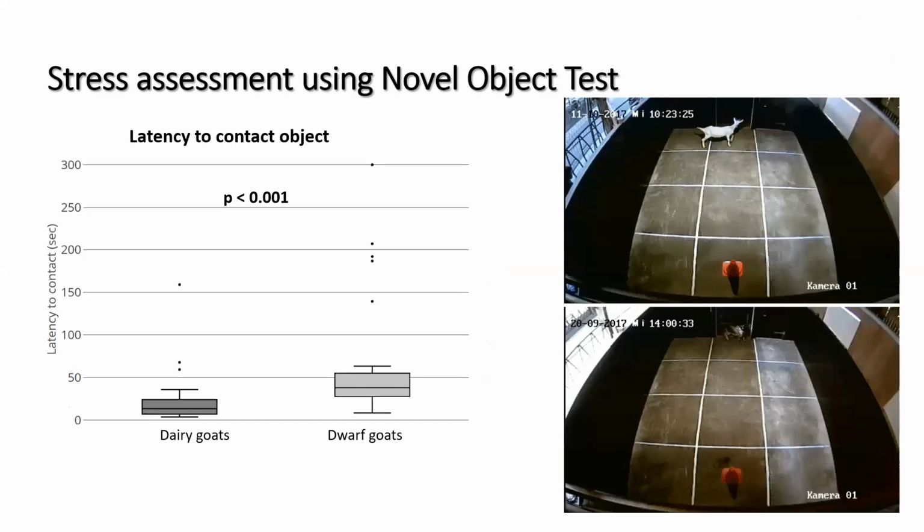Here we looked at the latency to contact the object. And again, you see big differences between the dairy goats and the dwarf goats. In the top video, you see a dairy goat approaching a traffic cone, and in the bottom video, you see a dwarf goat in the same arena approaching the same cone. And you see big differences. While the dairy goat is approaching the cone really fast, pretty much instantaneously, the dwarf goat takes much more time to look around, look at her environment, and then approaches the cone.